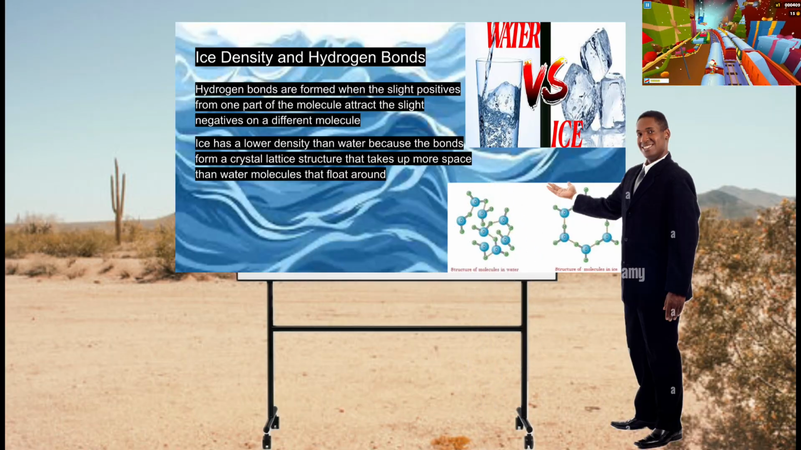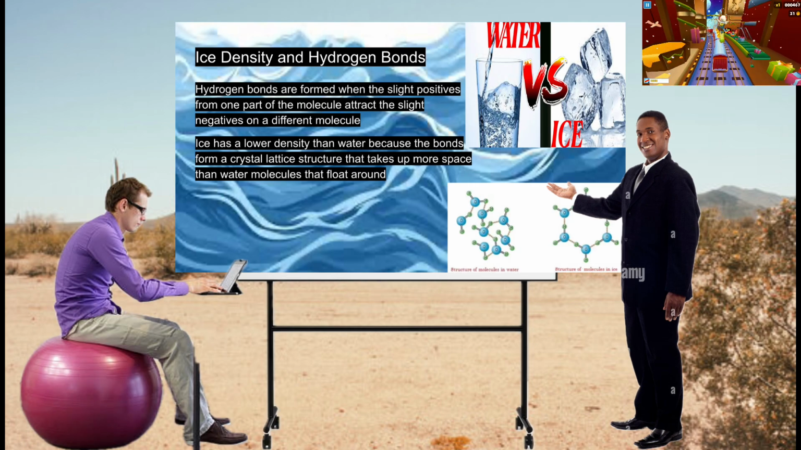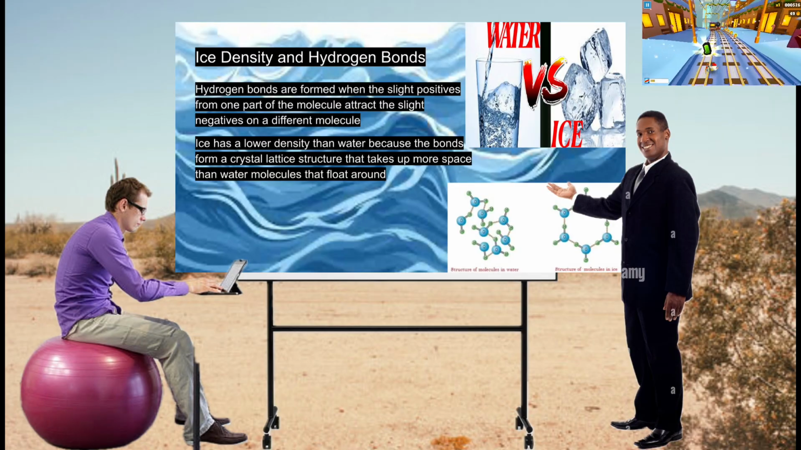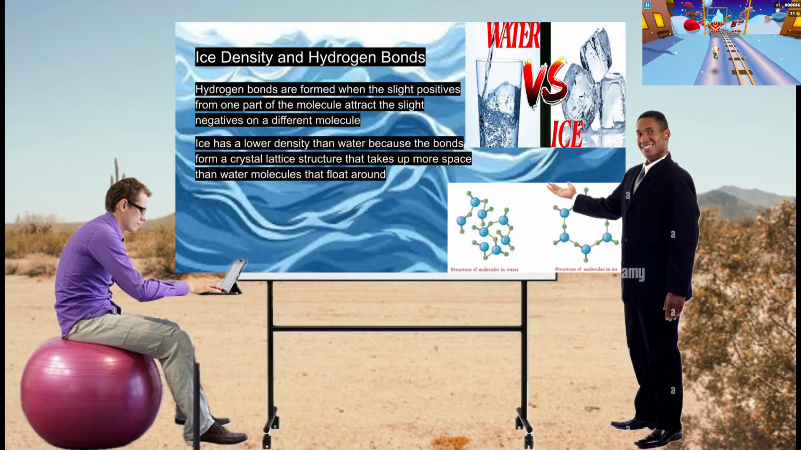Wow, it's so cold, but why is it floating? I thought solids were supposed to be denser. Yeah, that's what ice does because of the crystal structure between the molecules that are formed with hydrogen bonds. What's a hydrogen bond? It's a weak attraction between the slightly positive hydrogens on one molecule and the slightly negative oxygen on the other molecule.